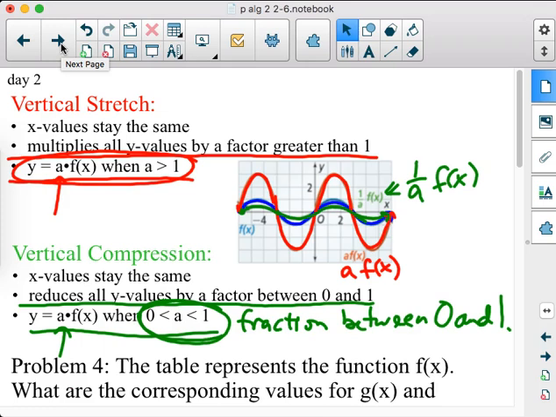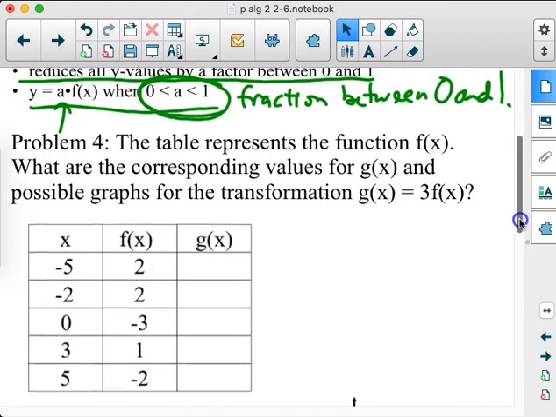If I see 5/3, no. 5/3 is not a fraction between 0 and 1. 5/3 is bigger than 1. That's going to take me right back up here to a vertical stretch. So don't just think because it's a fraction that that's going to be a compression. You have to think about the fraction. Is this a fraction between 0 and 1?